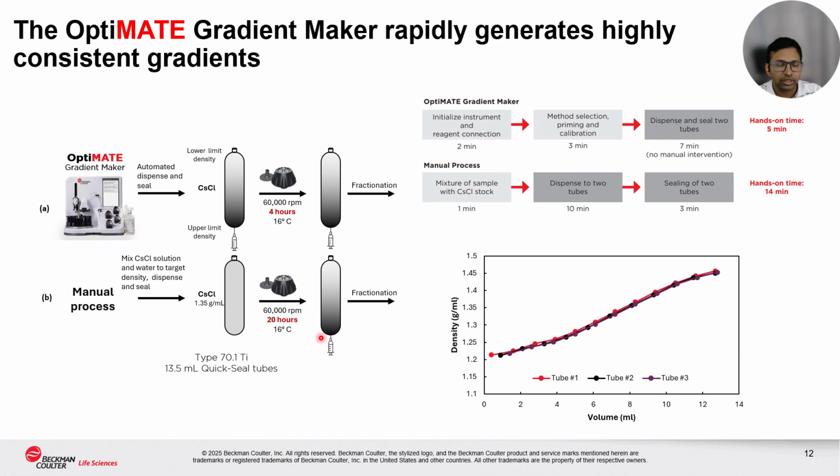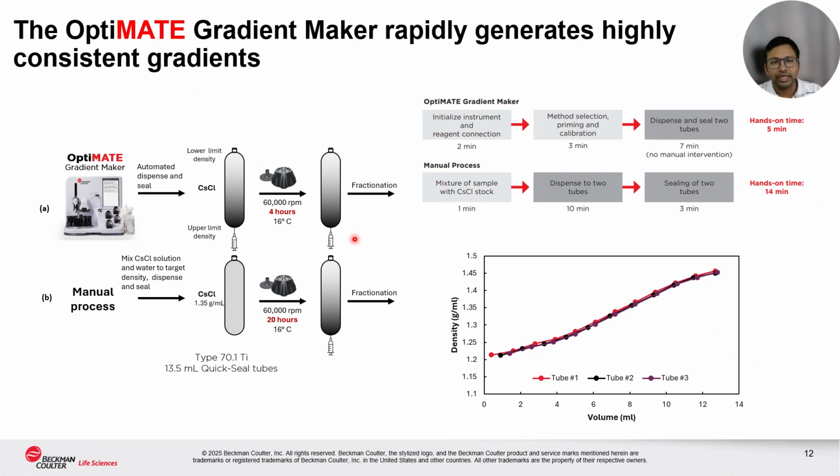In comparison, the OptiMATE Gradient Maker dispenses that preformed gradient that we just talked about with set upper and lower limit densities. We're going to ultracentrifuge it for just 4 hours and then collect the fractions. What these fractions will enable us to do is generate what we call a gradient profile, which essentially looks at the density of the actual sample through the length of the tube, and then we will use that as a comparison tool.